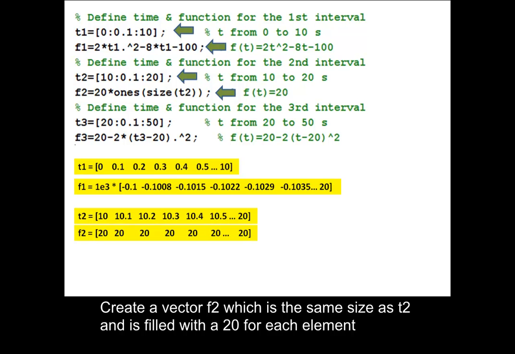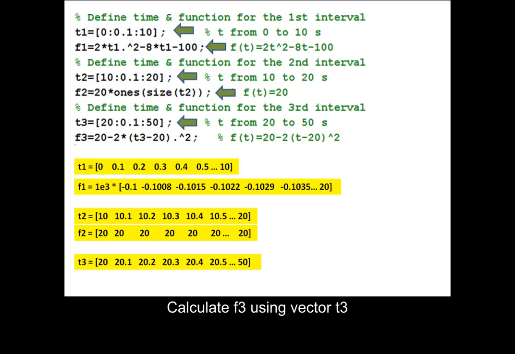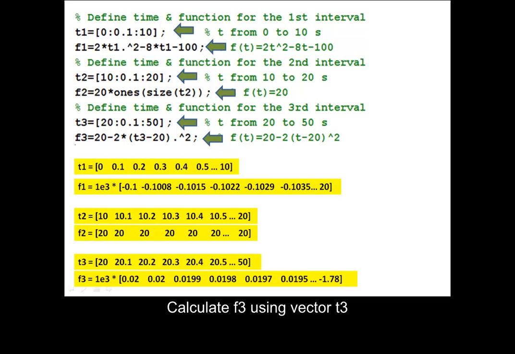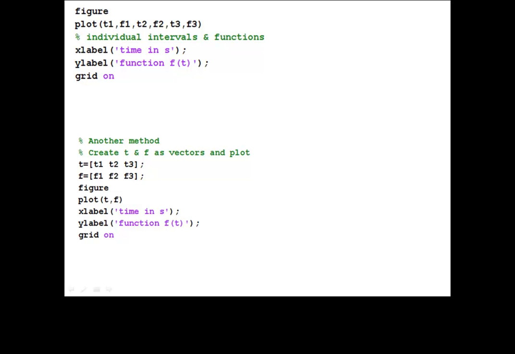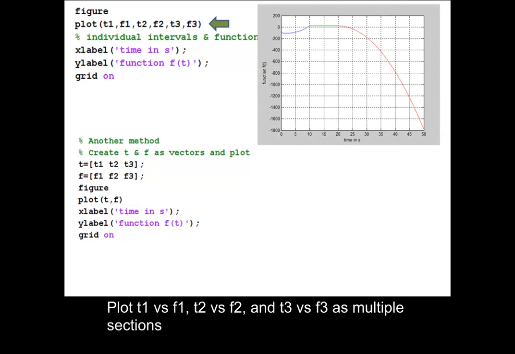Define t2 for the given range of time. Create a vector f2 which is the same size as t2 and is filled with a 20 for each element. Define t3 for the given range of time. Calculate f3 using vector t3.